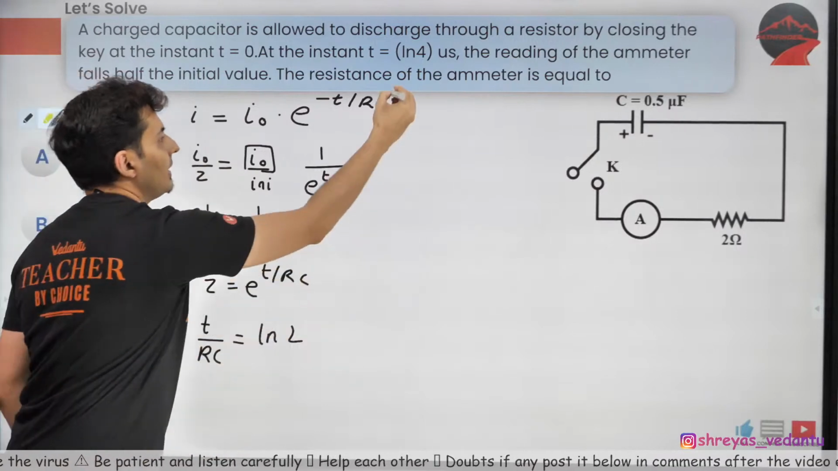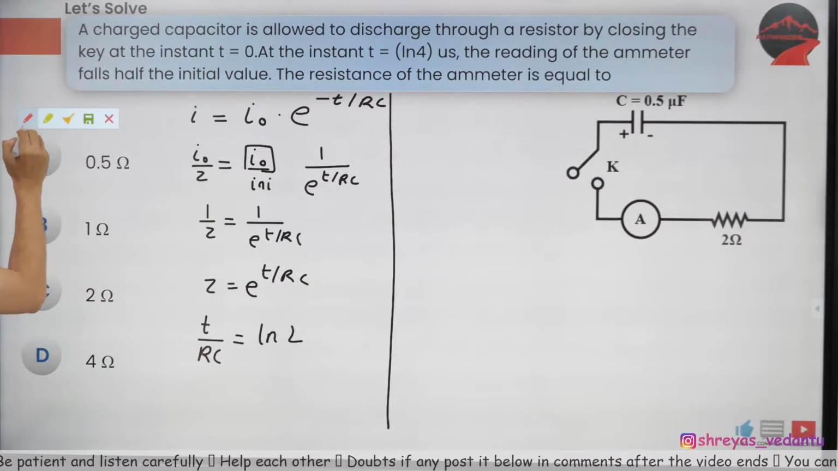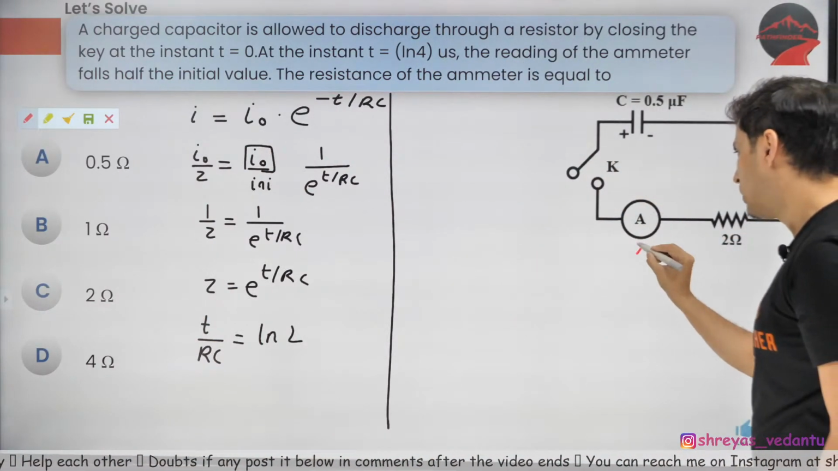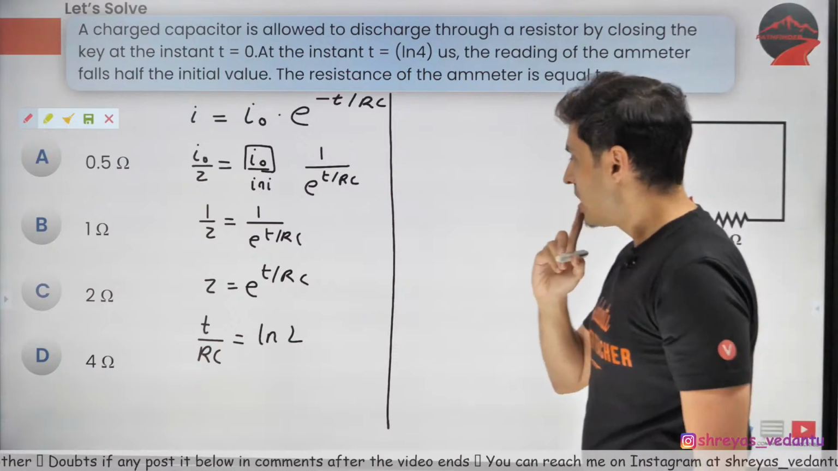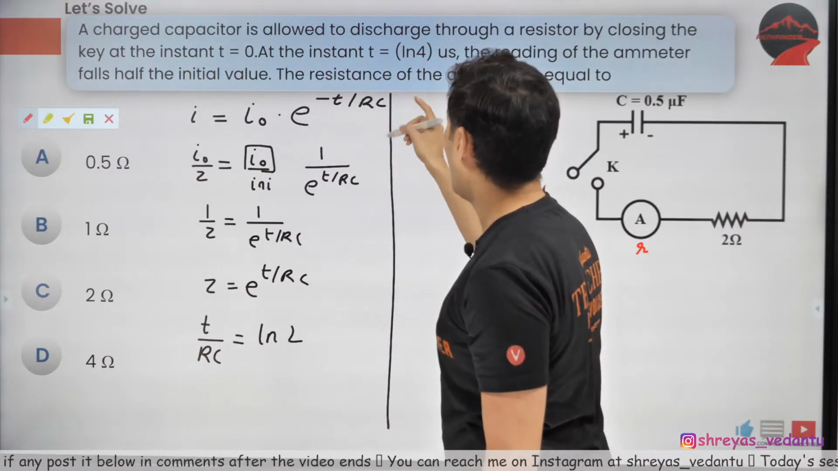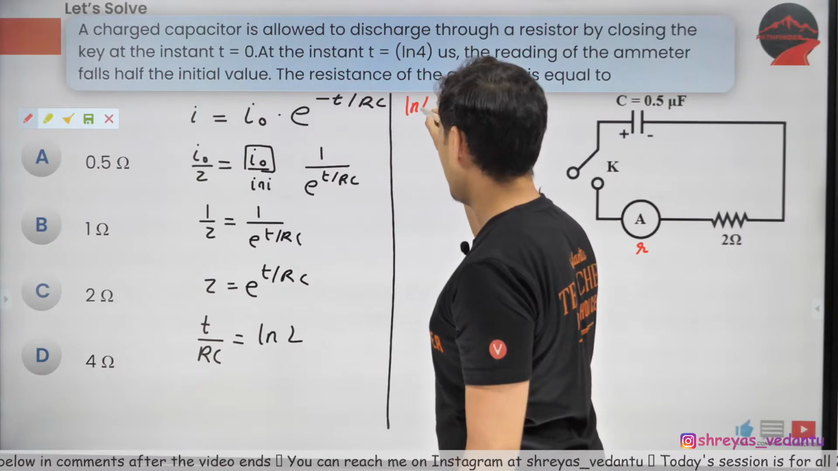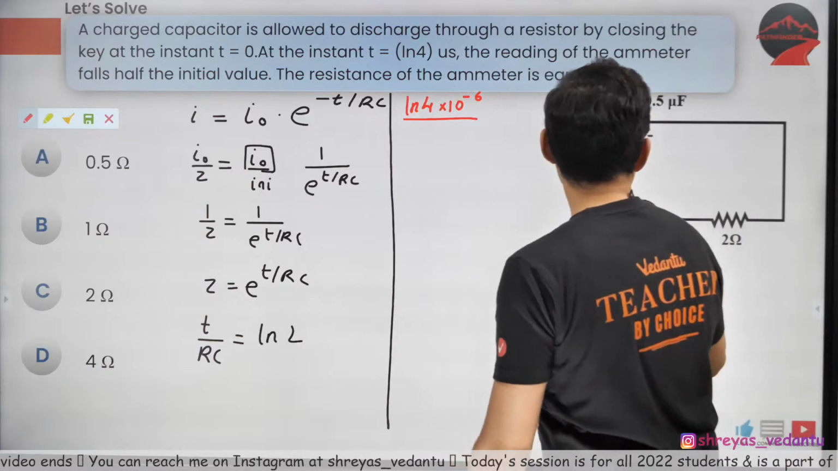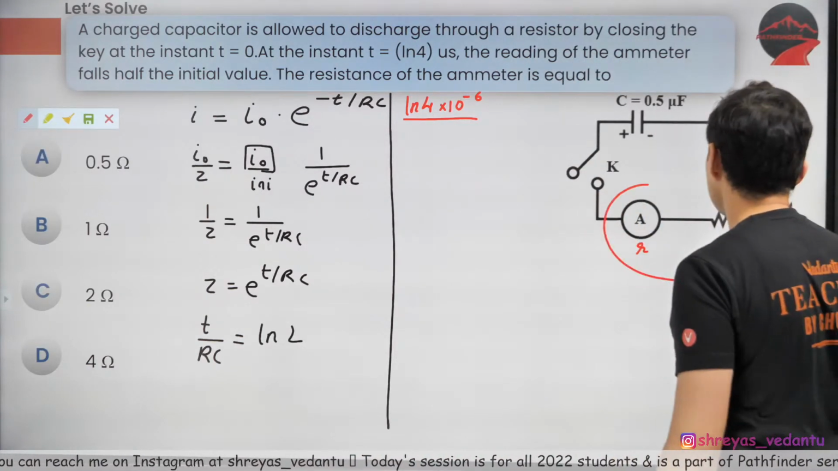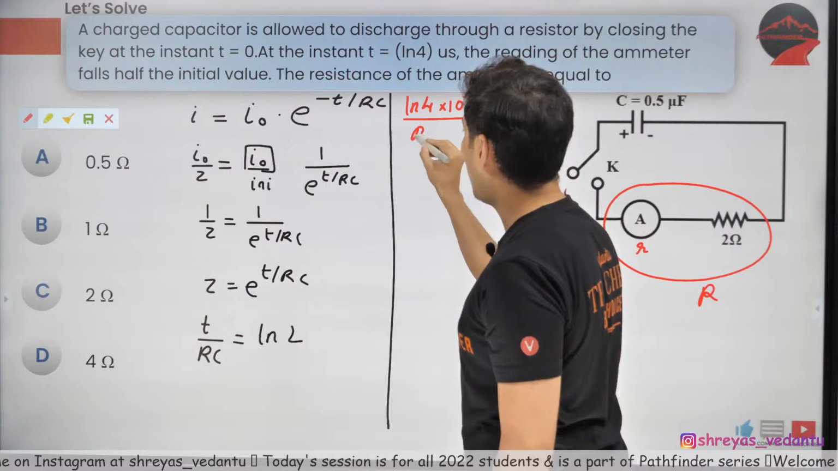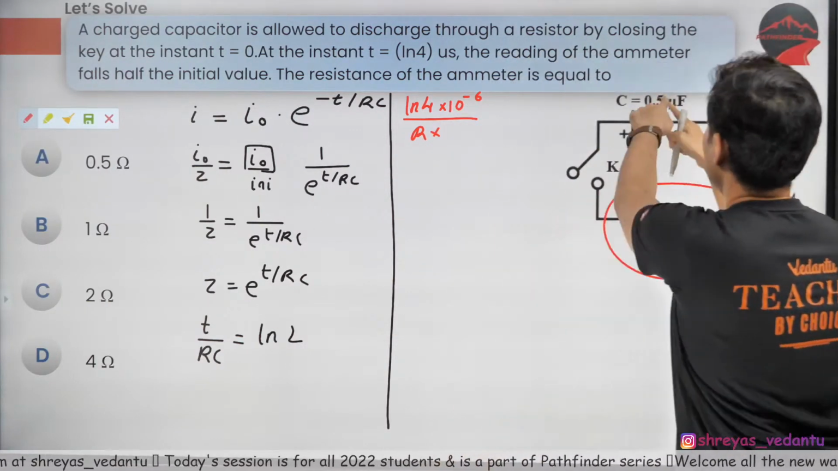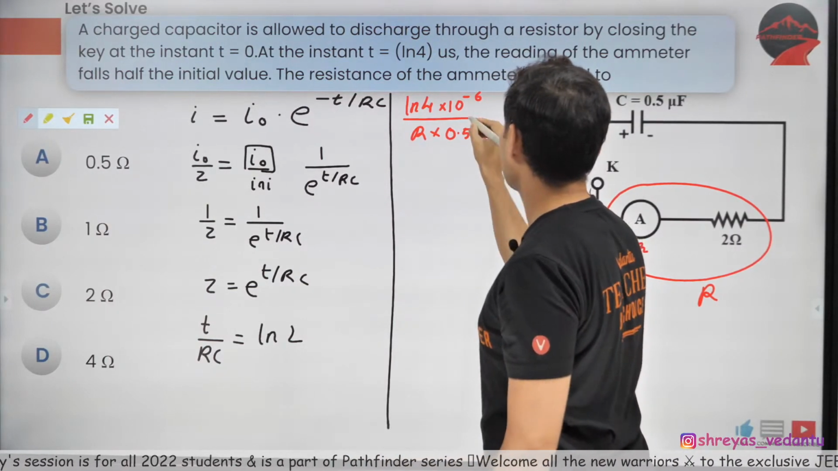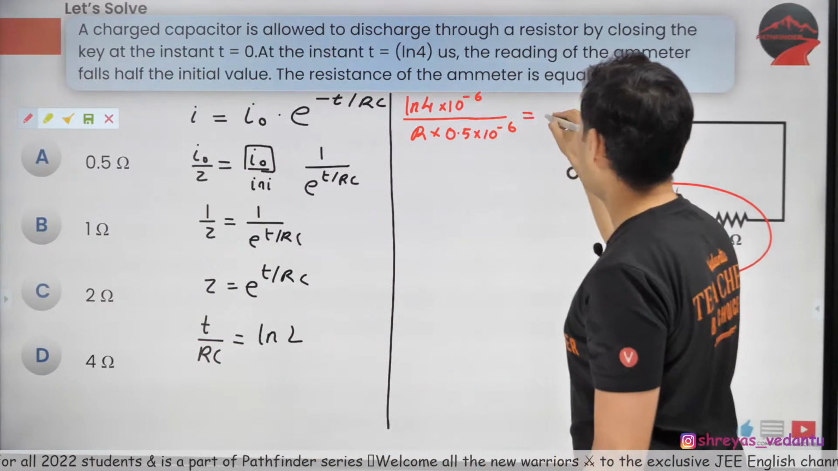Fair enough. Now just substitute everything, whatever you know. By the way, assume the resistance of the ammeter to be smaller. So what is the time given? ln 4 microseconds, which is ln 4 times 10 to the power minus 6, divided by R. R is the total resistance. So R into the capacitance. What is the capacitance? 0.5 microfarad, so 0.5 times 10 to the power minus 6, is equal to ln 2.